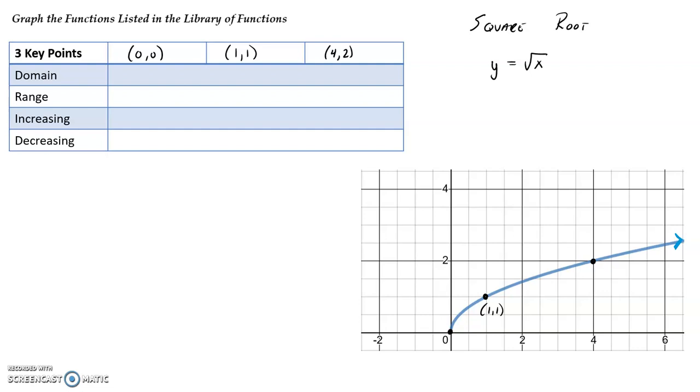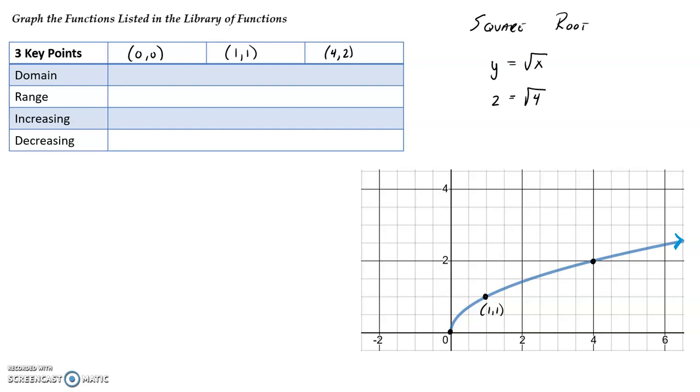Right, these key points are any coordinates that would make the equation true, right? So if my x value is 4 here, think about what happens when you take the square root of 4, you're going to get 2, which is the y value for that point. Right? So let's take a look at our domain.